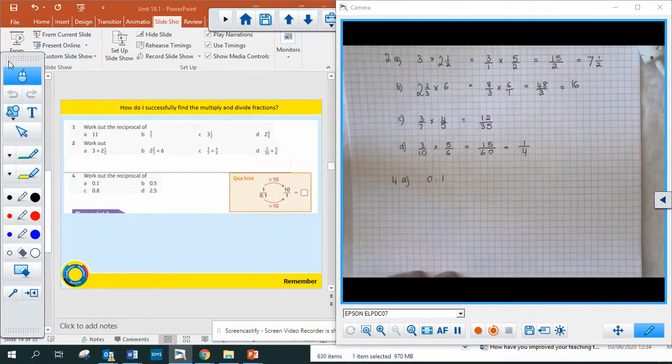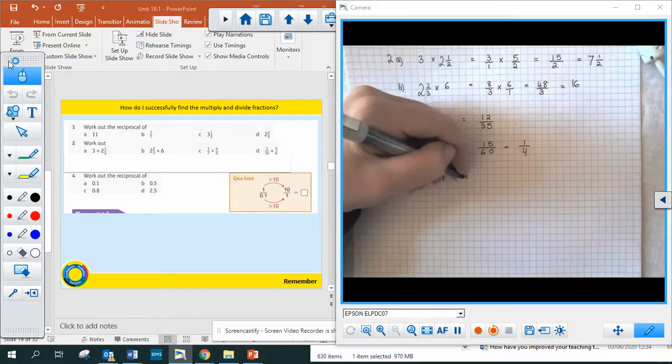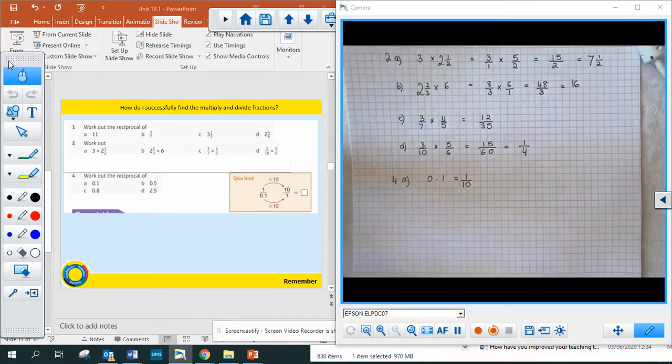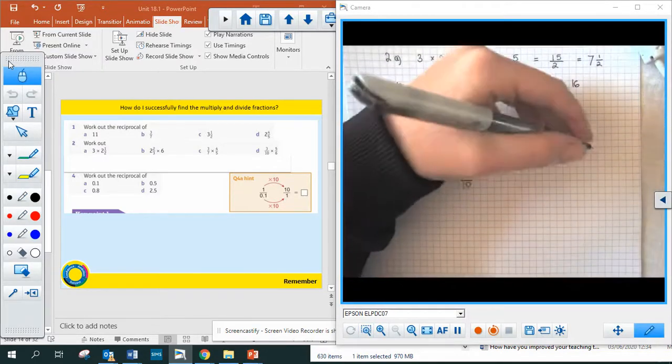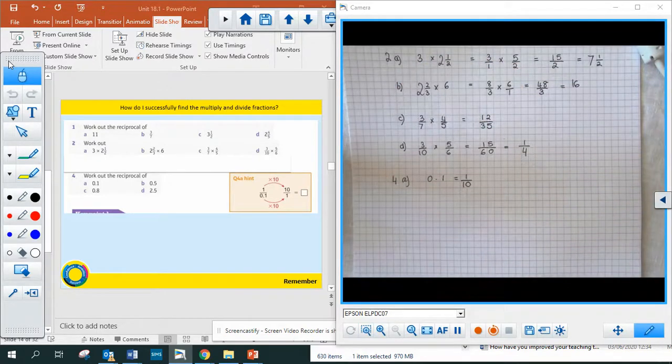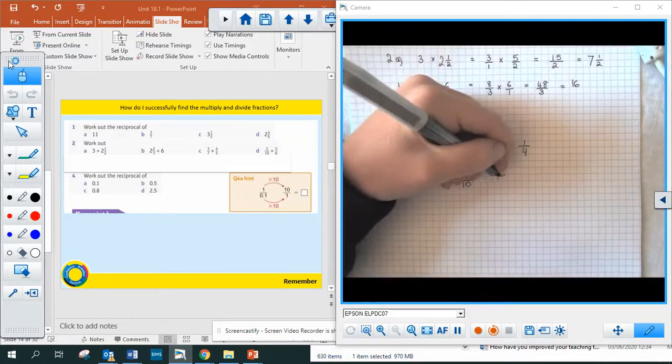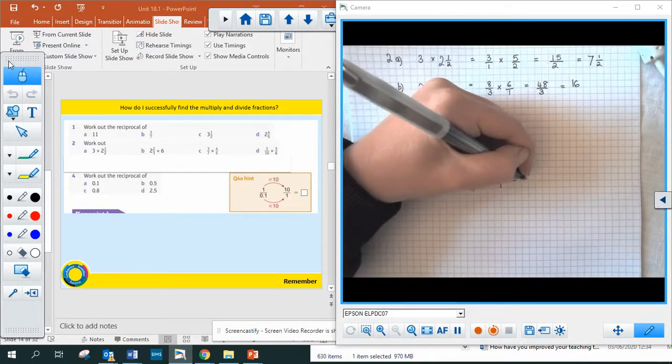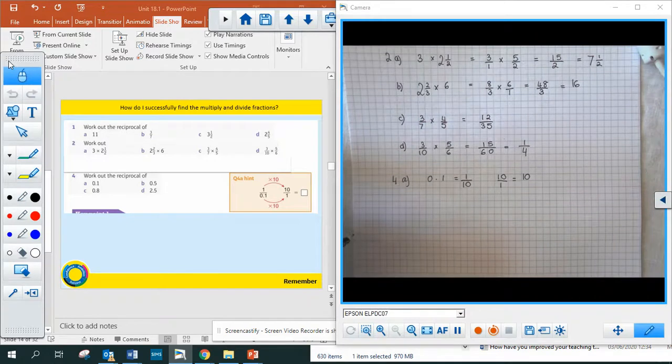Okay, I hope that you know that 0.1 is equal to a tenth. If not, remember the place value columns that I showed you last time. So 0.1 is equal to a tenth. So if I find the reciprocal of that, it's 10 over 1, which is 10. So 10 would have been my reciprocal.